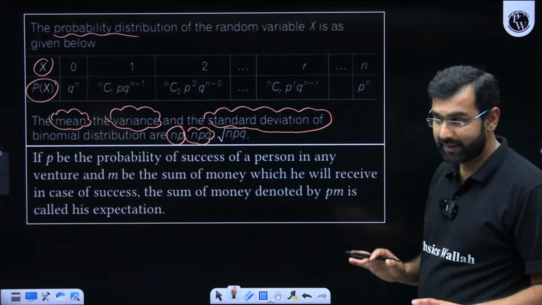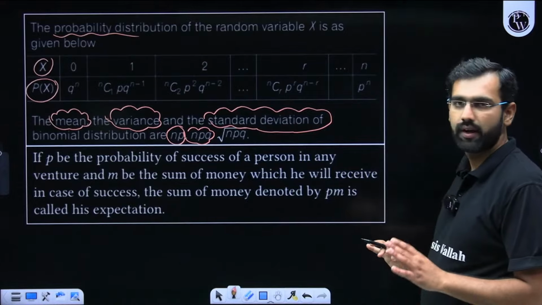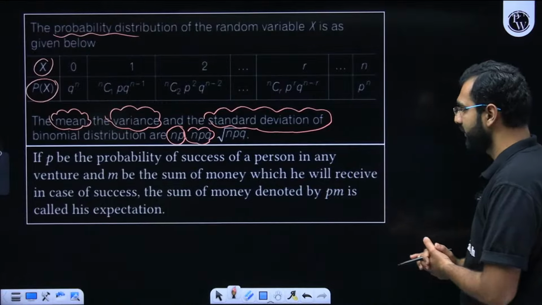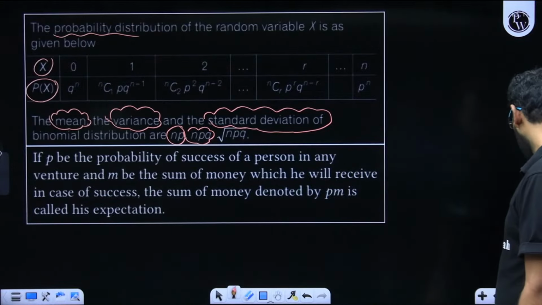I hope there is a crystal clear clarity on that. Everybody with me on this, all the participants. Now here, let's go ahead with this next.